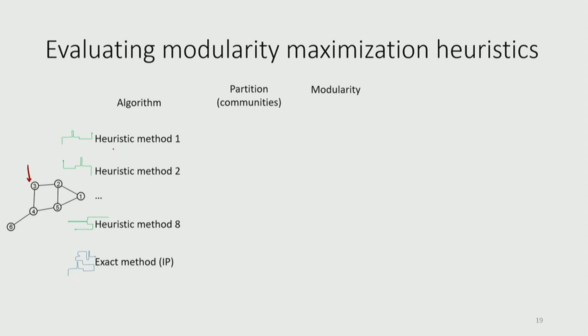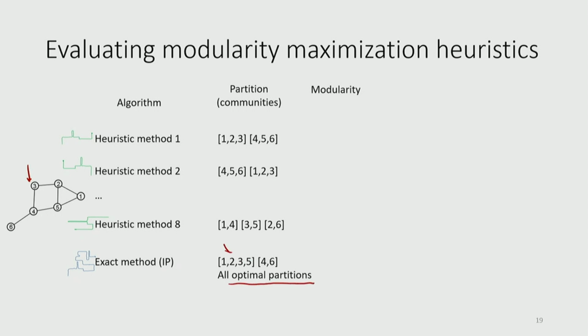All right, so for evaluating these heuristics, one way to compare them is we use this network. This heuristic, let's say, gives us this partition. The first heuristic says 1, 2, and 3 together, 4, 5, 6 together. Heuristic number 2 gives us this. Heuristic number 8 gives us this. And then we have this baseline, which is solving the integer programming formulation to global optimality. Solving this gives us this partition. And also the solution to this problem is not necessarily unique. We may have multiple optimal solutions, so we can use an IP solver to get all the optimal solutions to the problem.